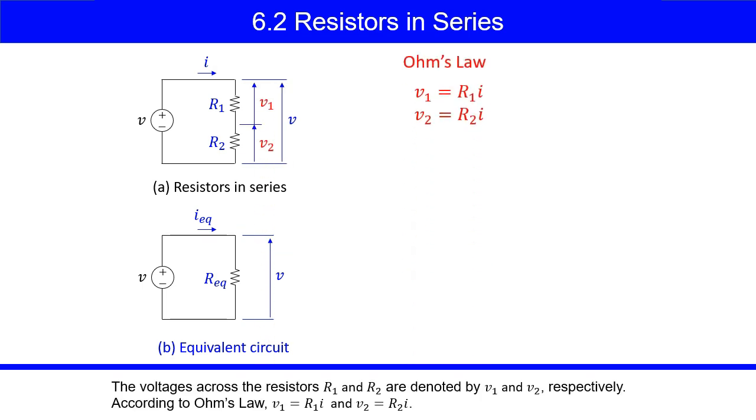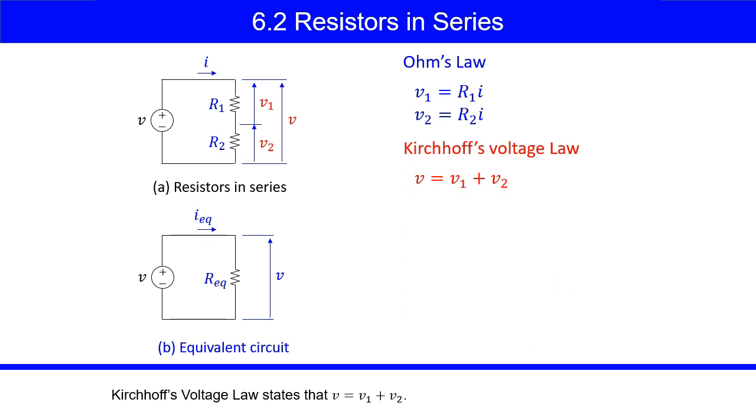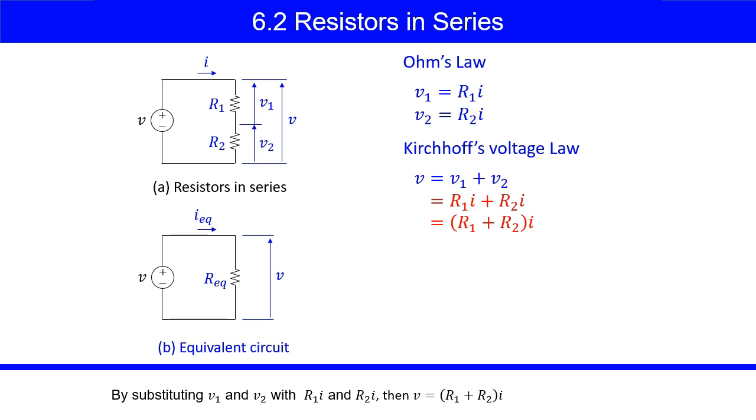The voltages across the resistors R1 and R2 are denoted by V1 and V2 respectively. According to Ohm's law, V1 equals R1 I, and V2 equals R2 I. Kirchhoff's voltage law states that V equals V1 plus V2. By substituting V1 and V2 with R1 I and R2 I, V equals (R1 plus R2) times I.